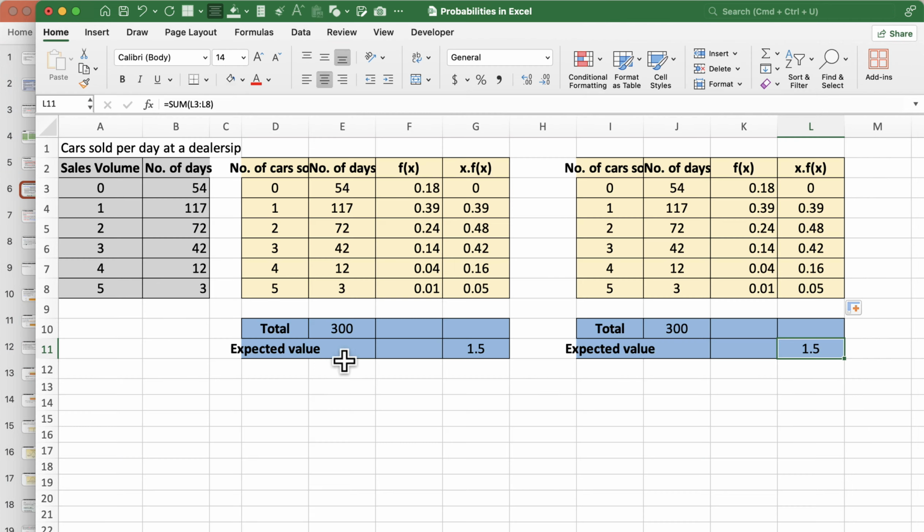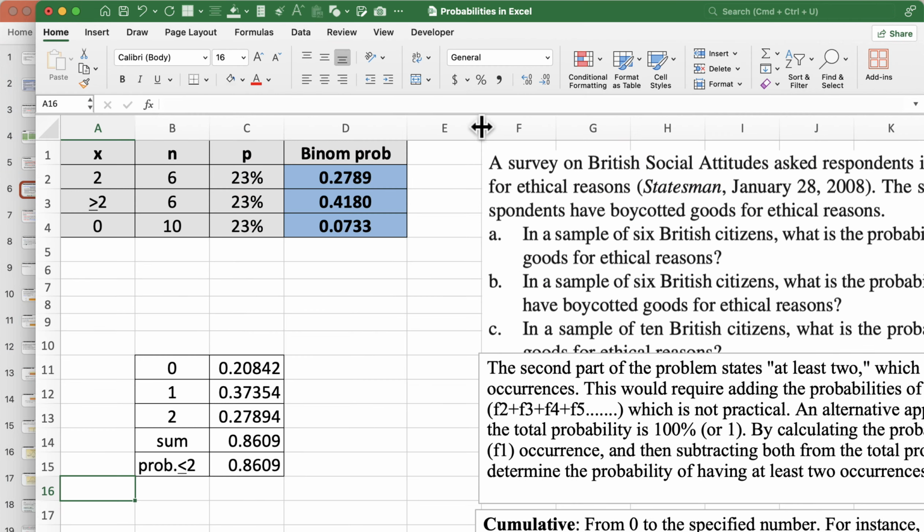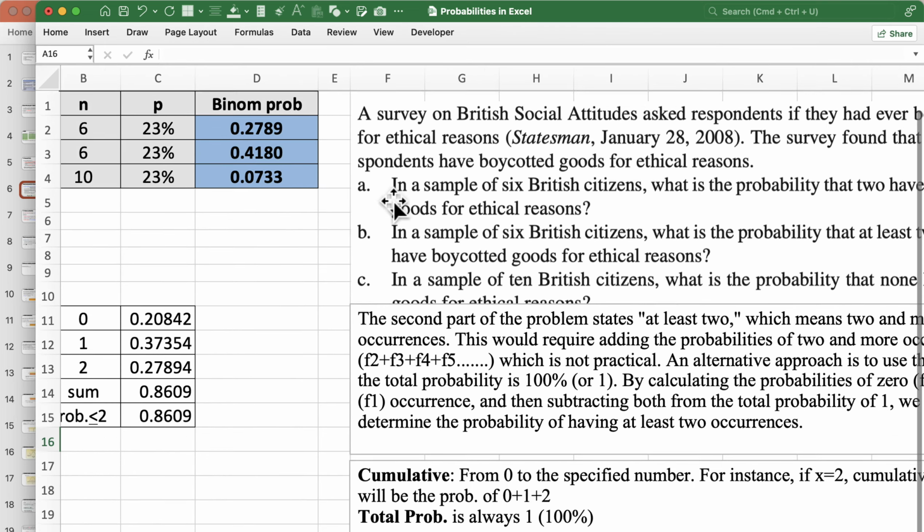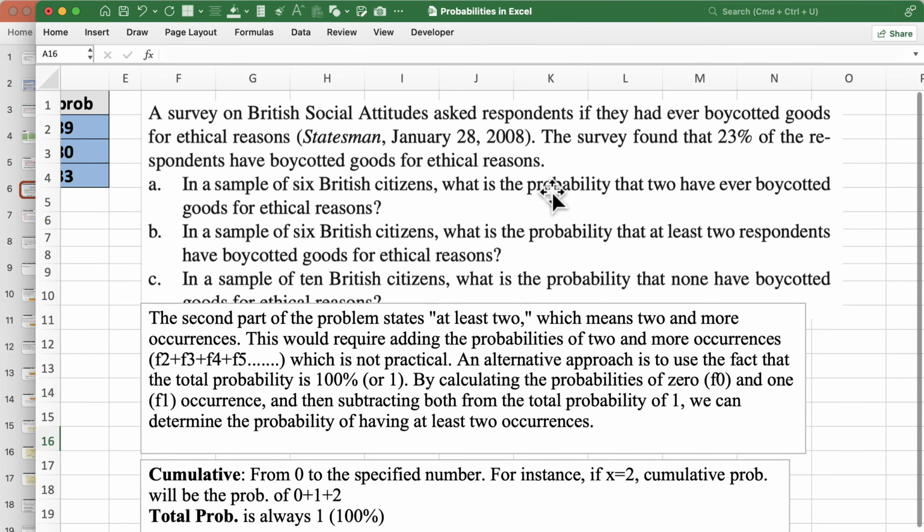Let's solve one problem using Microsoft Excel. So here we have one problem, and the problem says a survey on British social attitudes asked respondents if they had ever boycotted goods for ethical reasons. The survey found that 23% of the respondents have boycotted goods for ethical reasons. This problem perfectly fits the framework of binomial probability, because first of all, there are multiple trials, which means multiple respondents, and all these respondents are independent. And second, they are not influencing each other. And the probability that they will boycott something, that is 23%, remains the same.